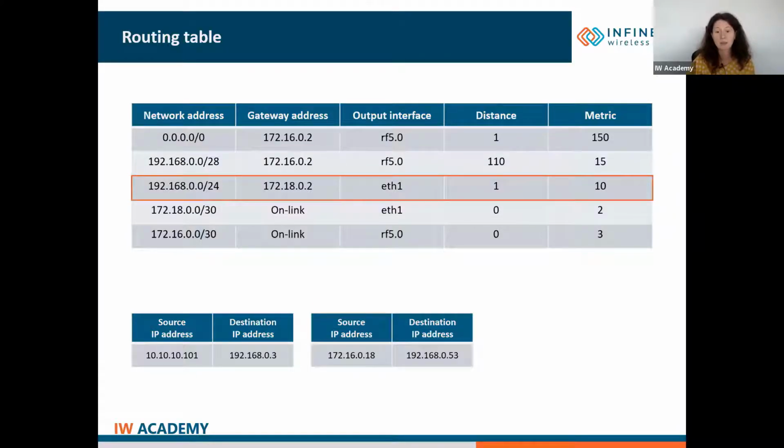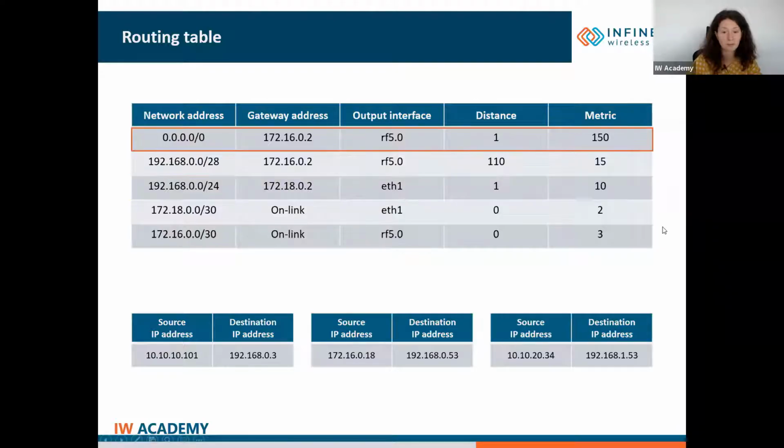In the next example, the destination IP address 192.168.0.53 doesn't match with the second entry, it only matches with the third entry in the routing table, so the packet will be sent through the Ethernet 1 interface.